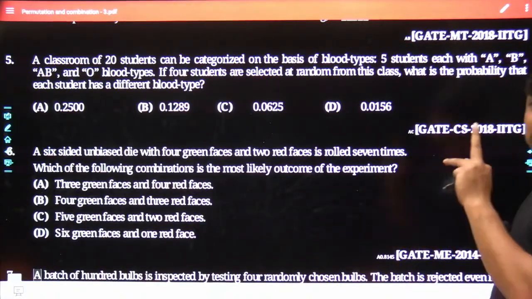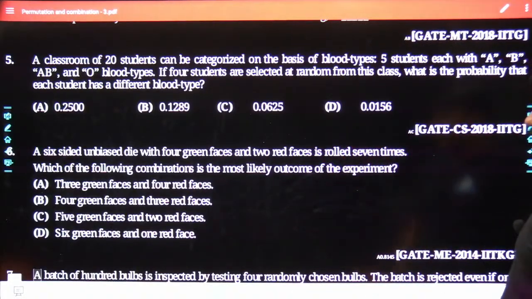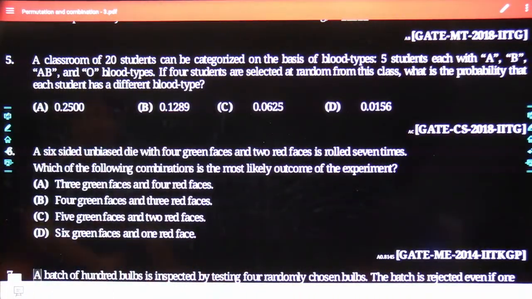Probably this problem must be visible to all of us. If not, let me read it word for word. A 6-sided unbiased die, with 4 green faces and 2 red faces, is rolled 7 times. Which of the following combinations is the most likely outcome of the experiment? The 4 options attached are: A, 3 green faces and 4 red faces. B, 4 green faces and 3 red faces. C, 5 green faces and 2 red faces. And D, 6 green faces and 1 red face.